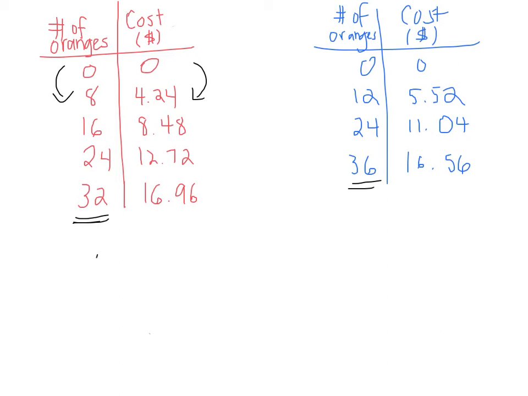For every $4.24, we get 8 oranges. So what's the unit rate? Well, let's divide these two numbers together. $4.24 divided by 8 equals 0.53.